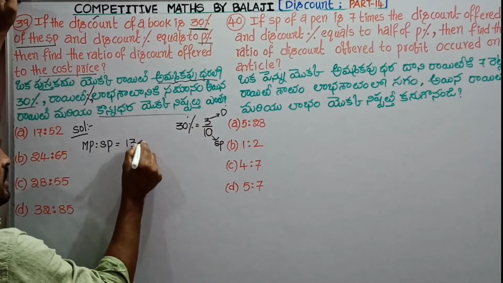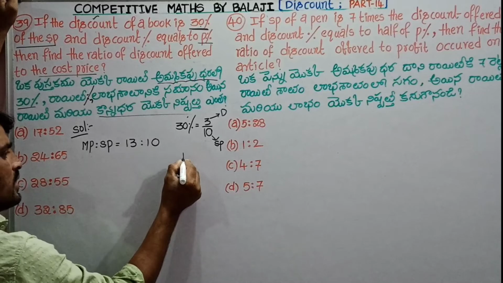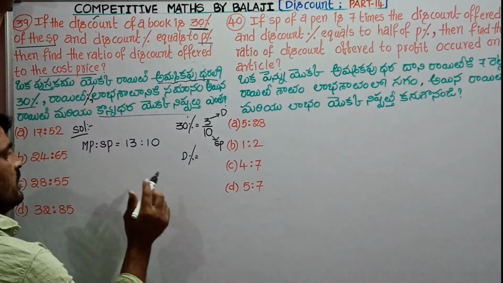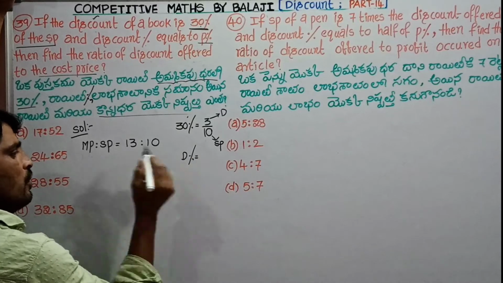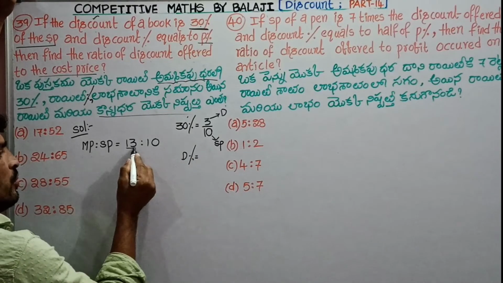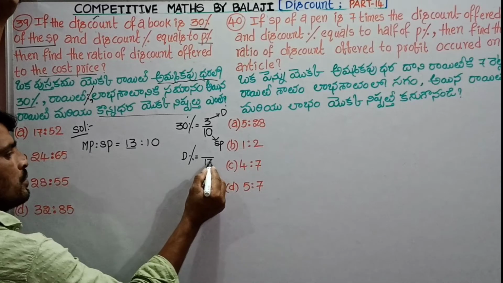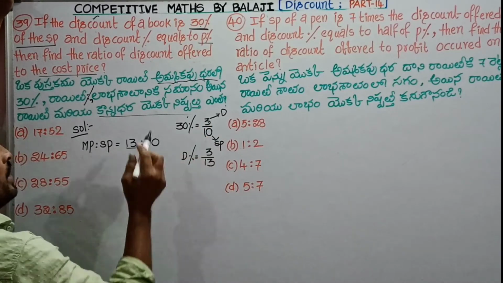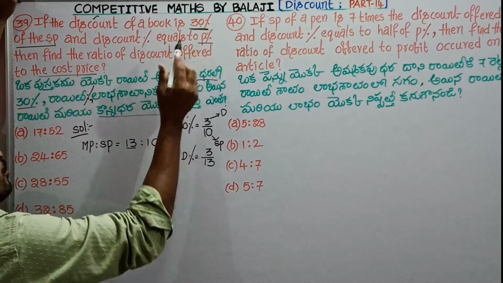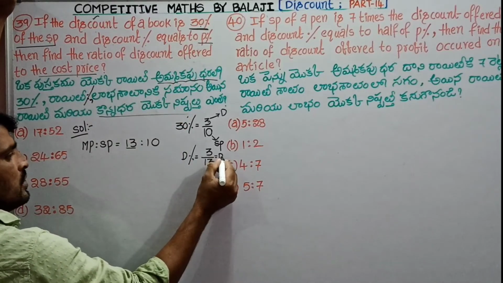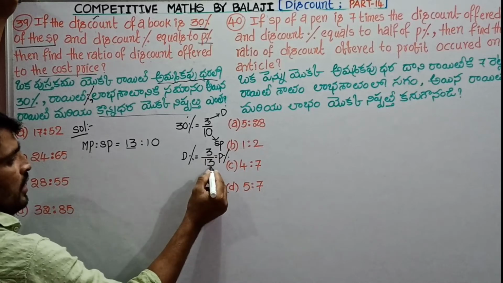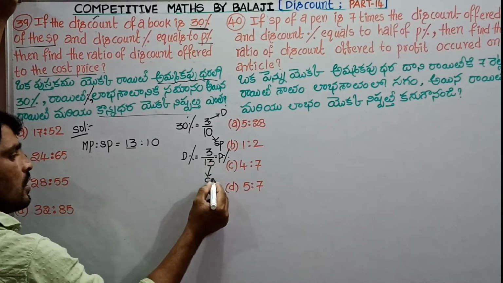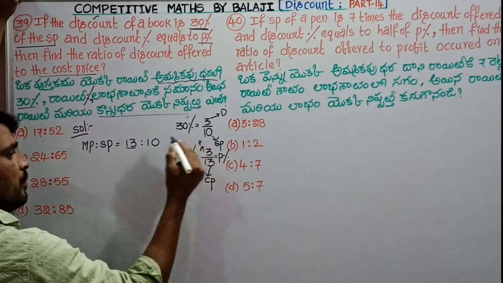10 plus 3, 13 is to 10. Now what is discount percentage? Let us find the fraction value of discount percentage. Discount is always calculated on market price. Market price is 13 units. Discount is 3 units. But here given discount percent is equal to profit percent. So which is also profit percent. Then profit is always calculated on cost price. Then 13 units are cost price. Then profit is 3 units.